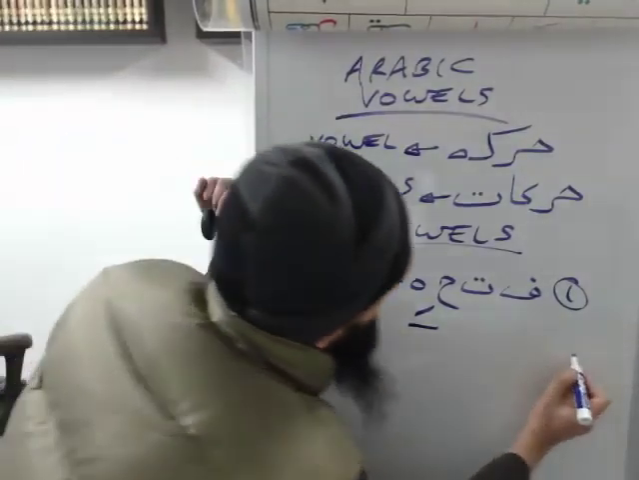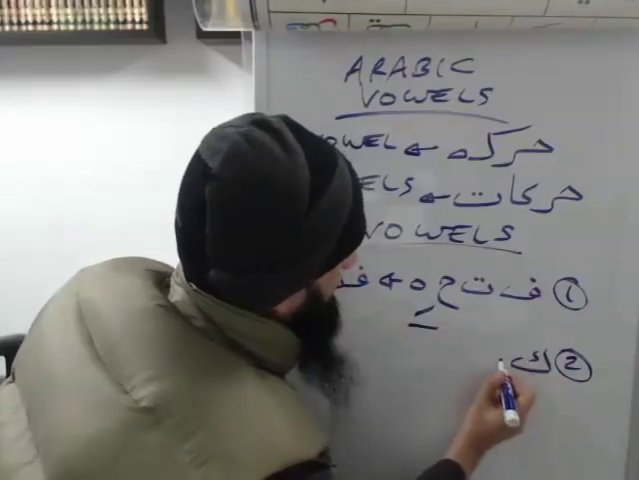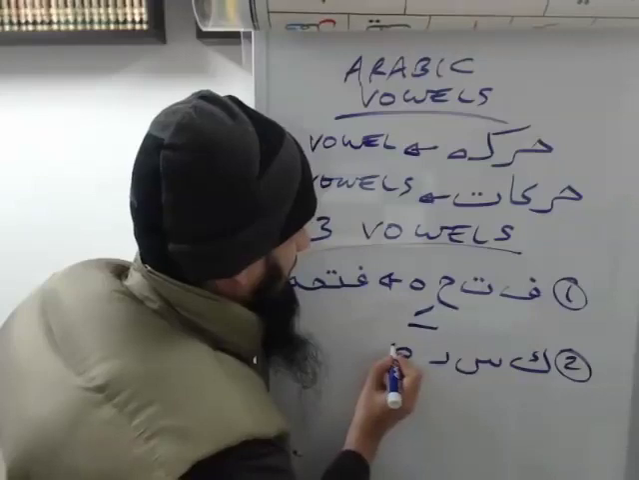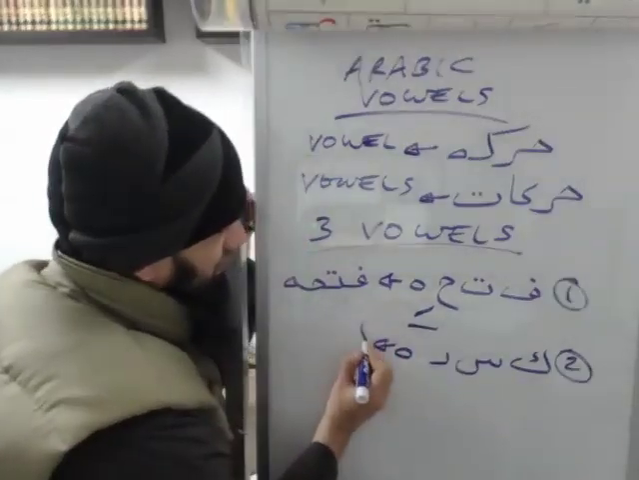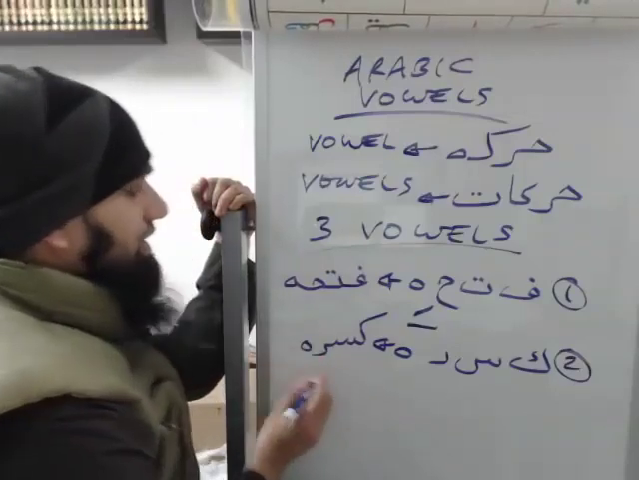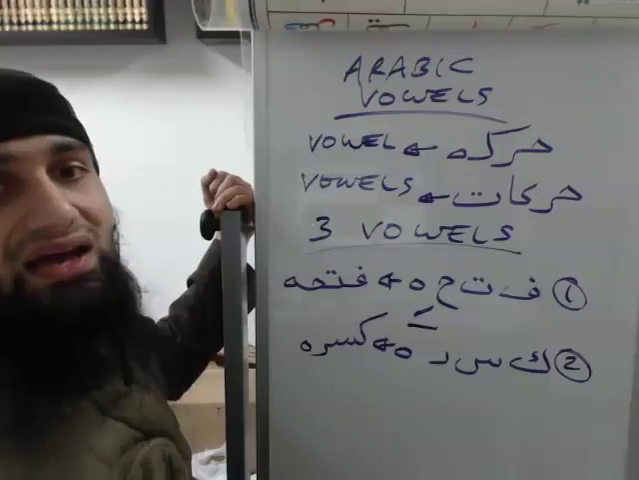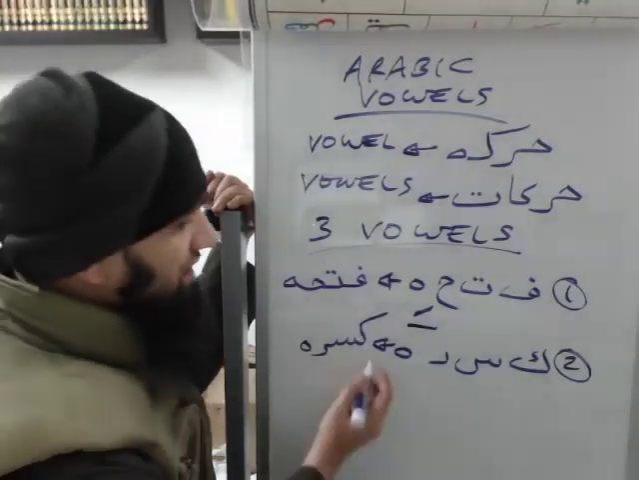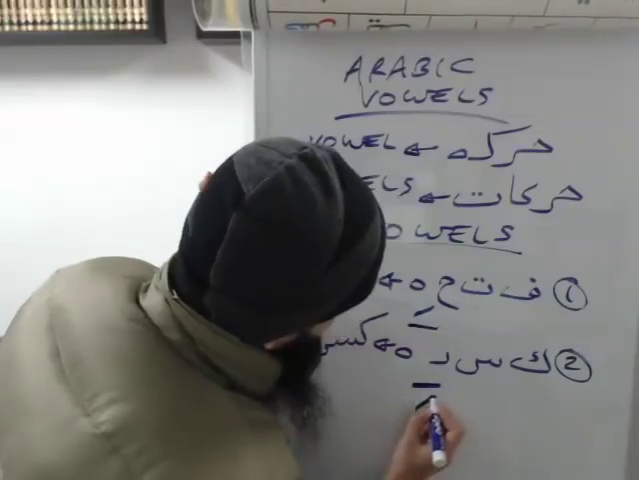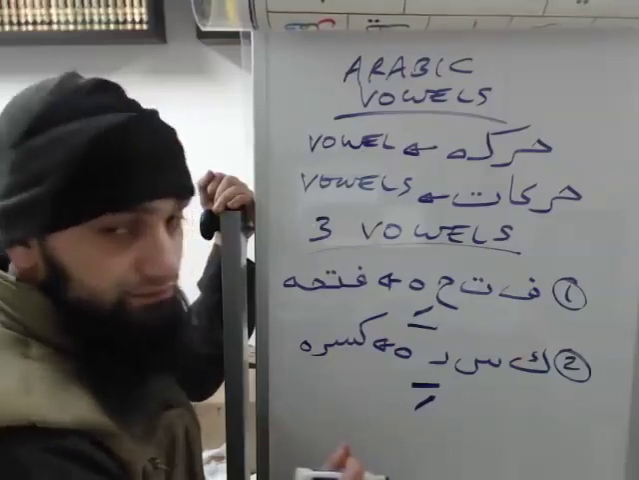Then you have the second vowel: kaf, sin, ra, and ha. Put that together: kasra. Kasra is a line that goes under the letter, like this, as opposed to fatha that goes on top of the letter.